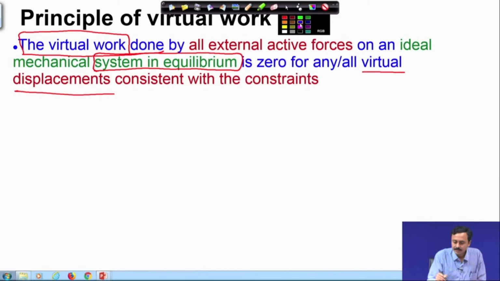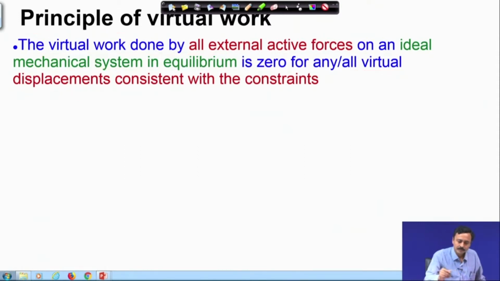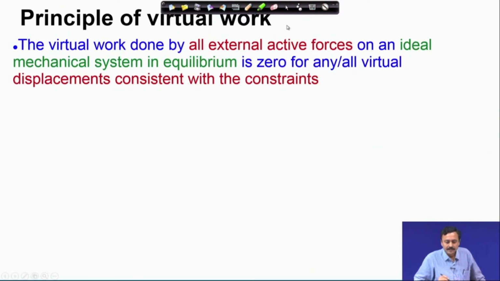So, I have this concept of virtual displacement, through which I am going to calculate the virtual work for a system in equilibrium, and I must have this virtual work as 0. The virtual work done by all these external active forces on the system in equilibrium must be 0. So, let us look at these things one by one.